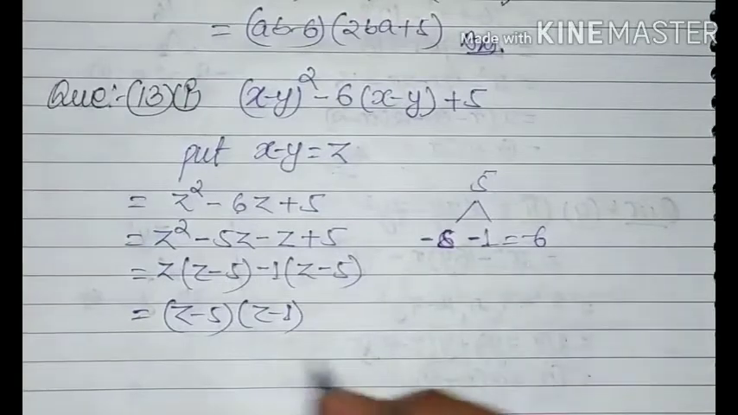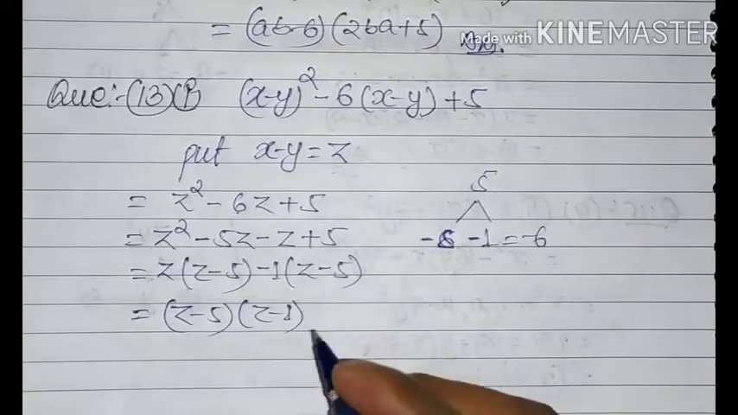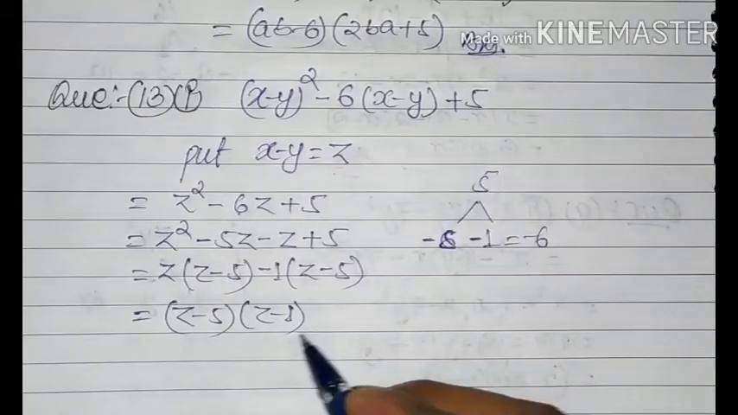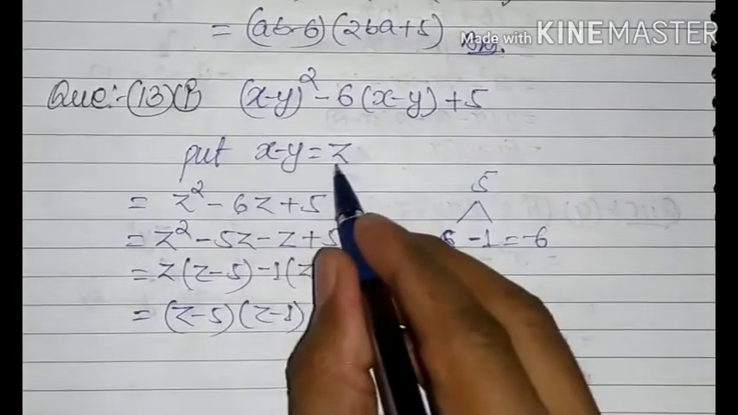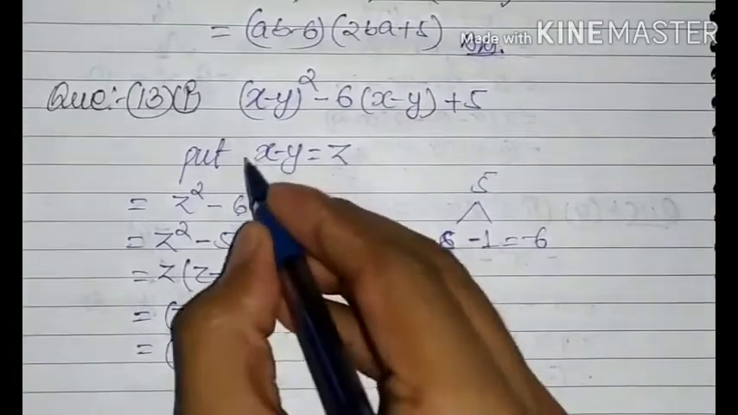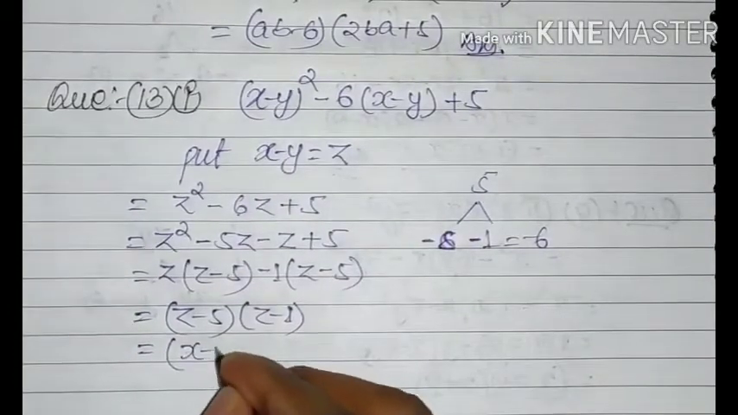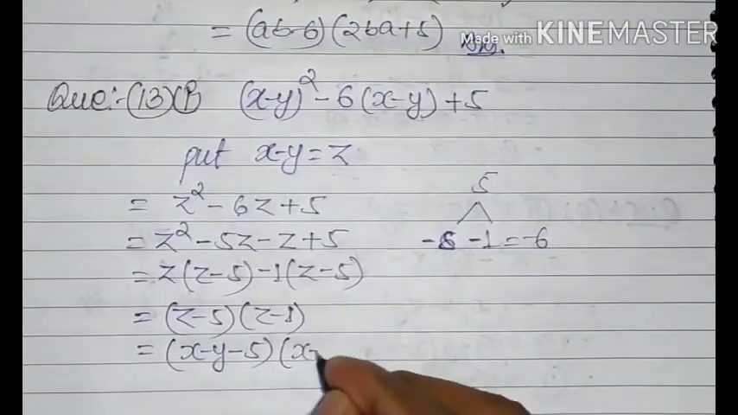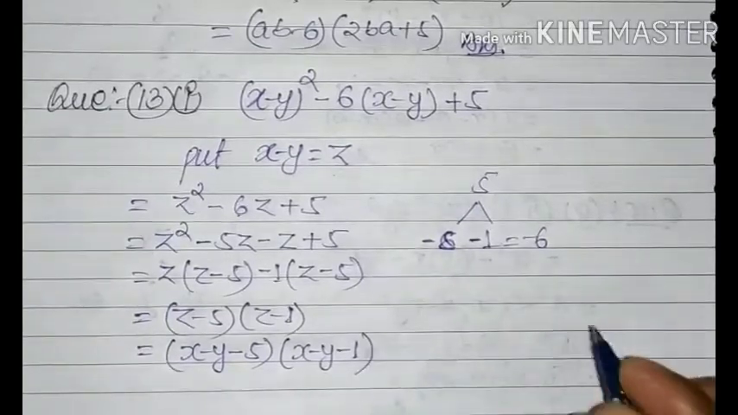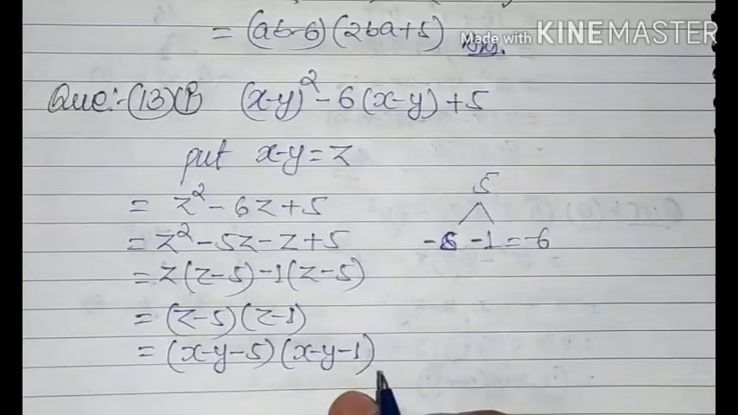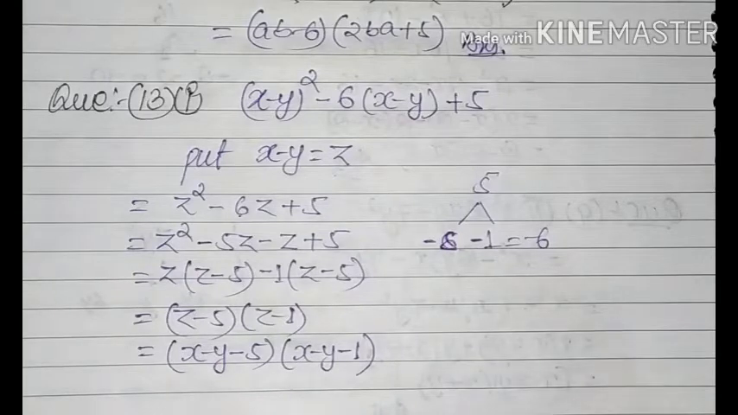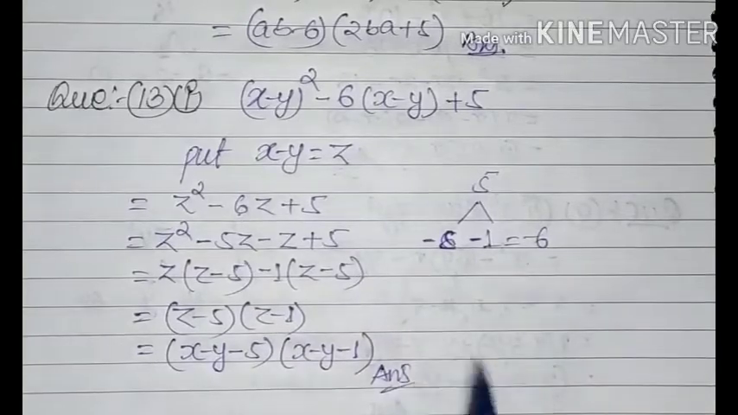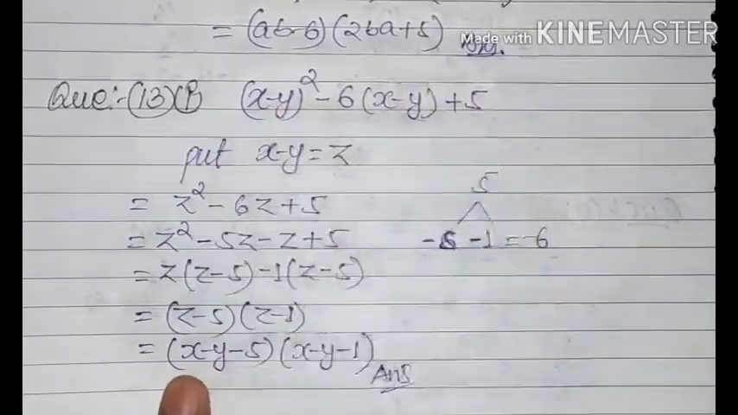Now this is the factorization, but our question was in x and y terms, so we also have to convert the answer to x and y. We put the value of z, which is x - y, so the first factor is (x - y - 5), and again the value of z gives (x - y - 1). This is our correct answer in x and y variables, the factorization of the given trinomial.